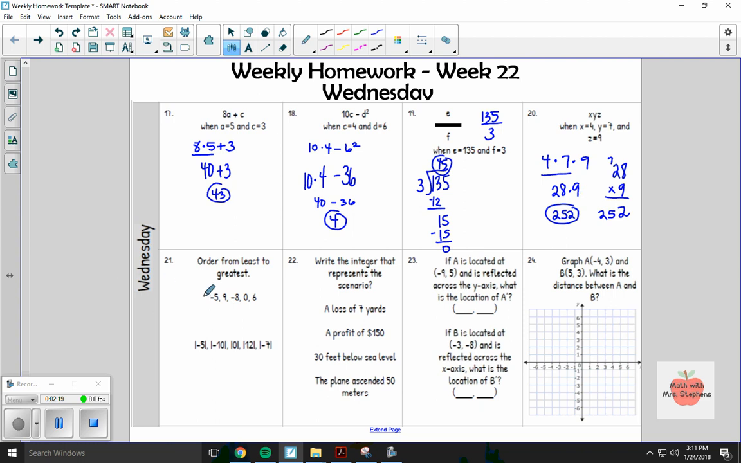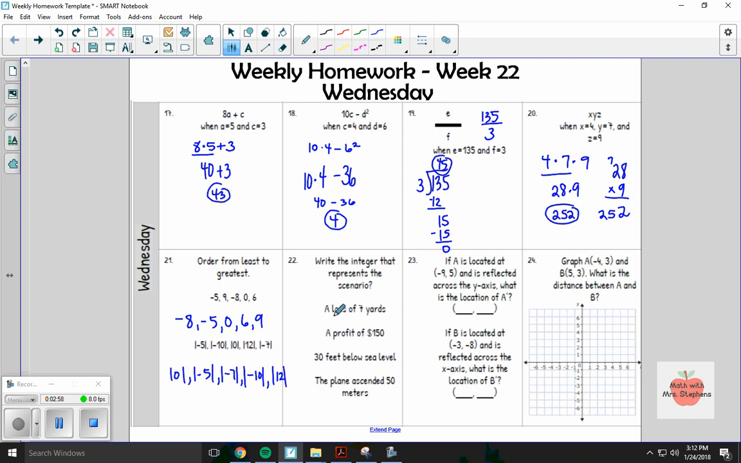Number 21, order from least to greatest. Out of these numbers, -8 is the smallest, then -5, 0, 6, 9. In this set, they all have absolute value, so you need to take that into consideration. The absolute value of 0 is 0, so that would be listed first. Then the absolute value of -5, which is 5. The absolute value of -7, which is 7. Absolute value of -10. Then the absolute value of 12.